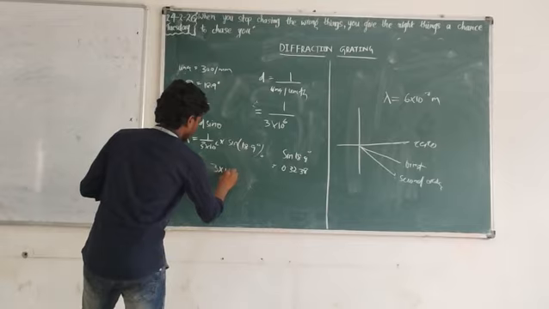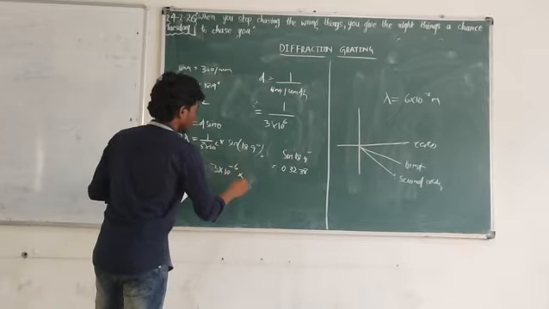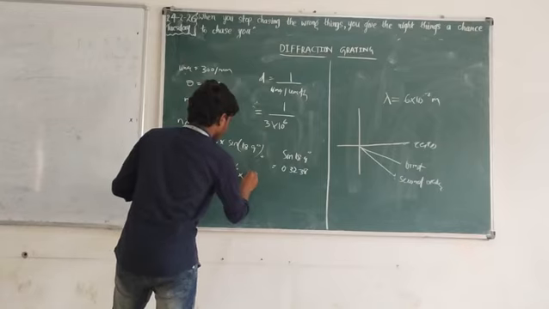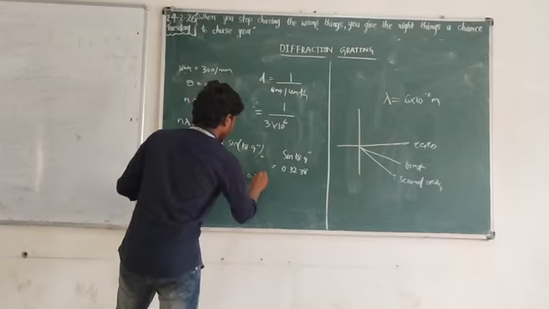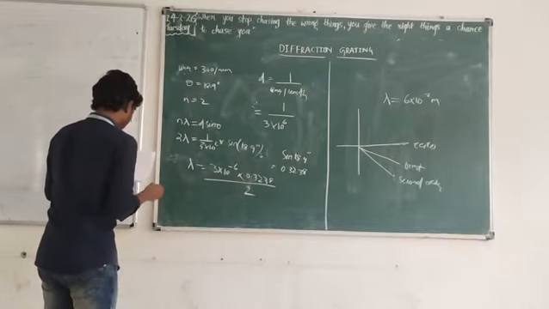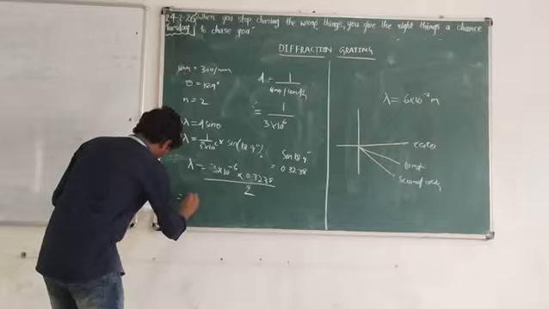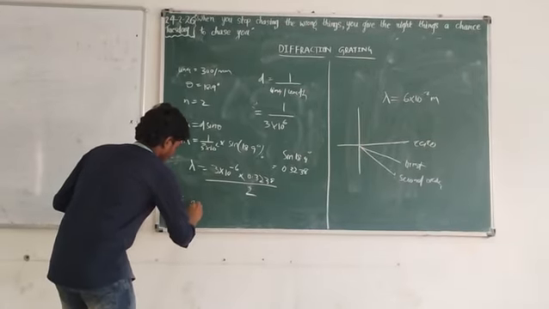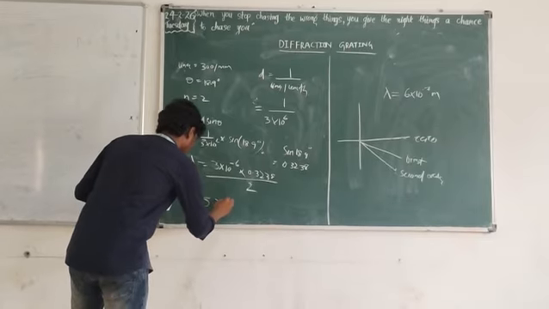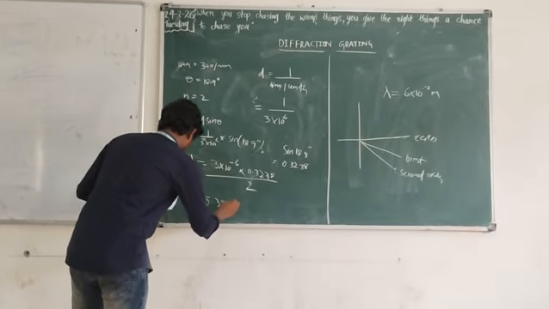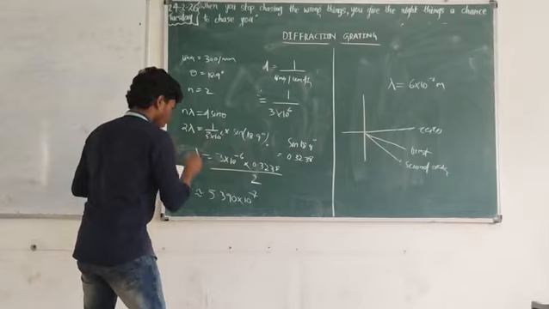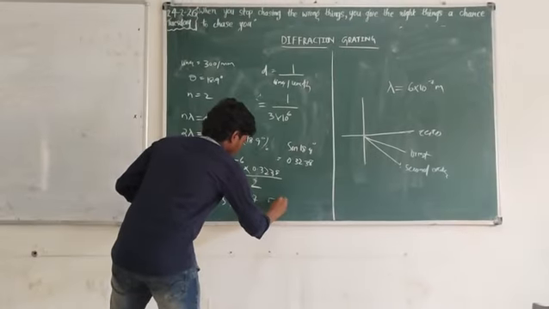3 into 10 raised to minus 6 into sin 18.9 degree is 0.3238 by 2. So its approximate value is coming as 5.390 into 10 raised to minus 7, or approximately 540 nanometers.